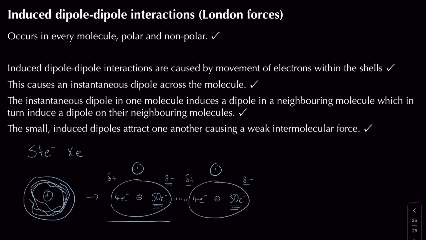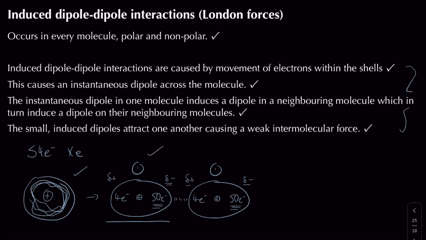Now, looking at this in terms of how we describe it in the exam, there's a bunch of points we need to mention, and we kind of just memorize it and we learn it, but we need to know that every molecule actually exhibits this. Now, the first point we need to mention is that induced dipole-dipole interactions are caused by the movement of electrons within the shells. This causes an instantaneous dipole across the molecule, so that's what you can see. We've got the movement here, and then the causing of an instantaneous dipole over here.